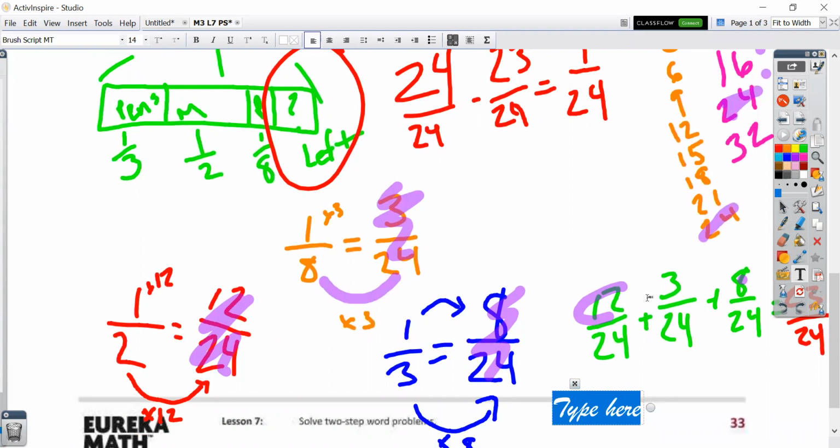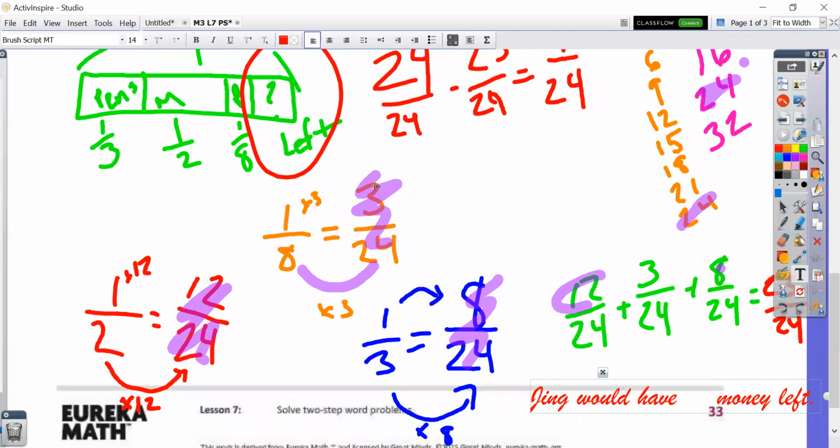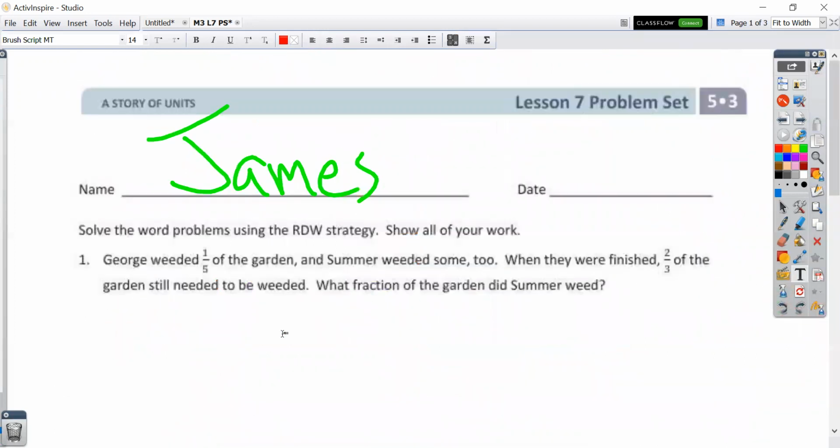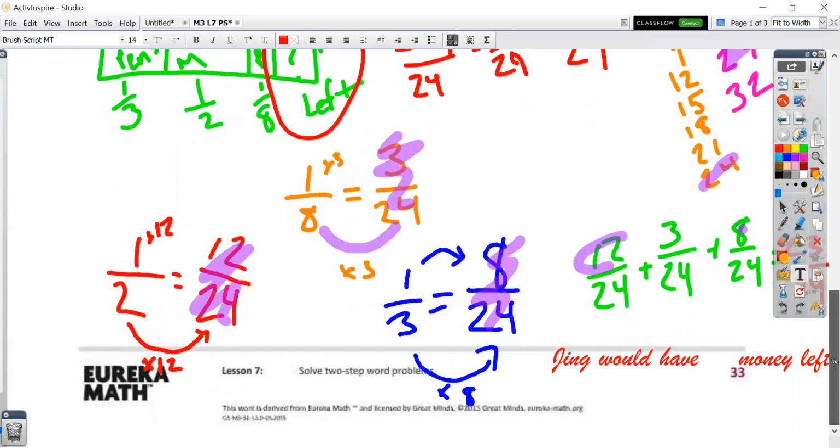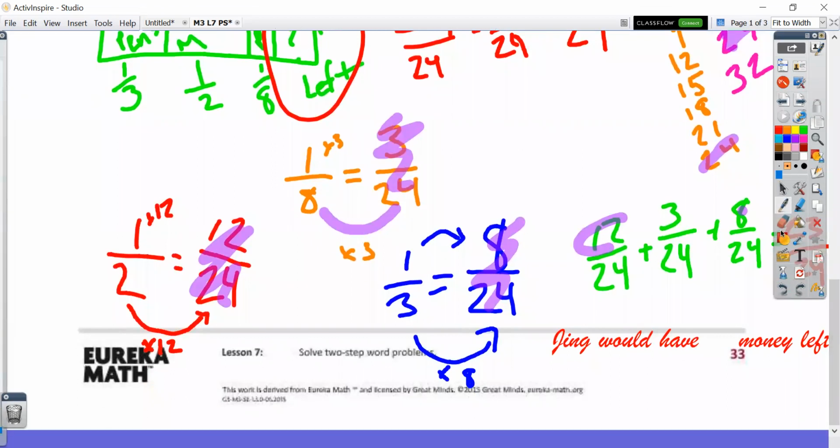And the statement is going to be, I gotta change my font color. It's on white right now. Jing would have 1 money left. I'm going to just give space to write that, and the reason why I did space is because the fraction when you're typing isn't as easy. So 1/24, I'll just write it in there. So good. All right, let's get on to the next question.